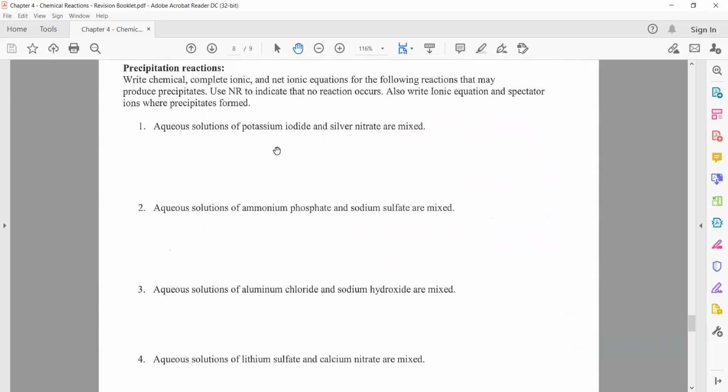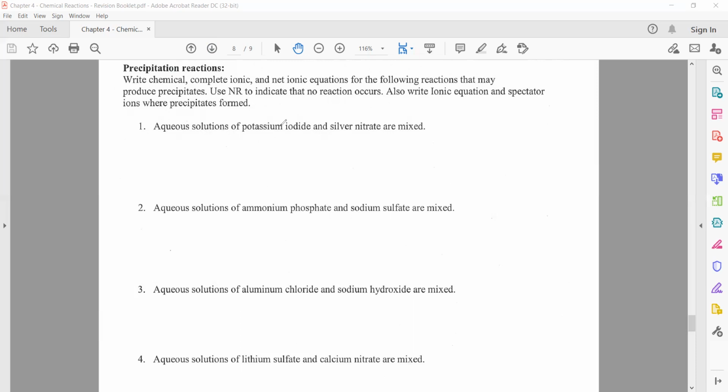So, aqueous solutions of potassium iodide. Yep, I'll go over the spectator ions as well. We'll go over the spectator ions for this first question, because I think the question asks us to write the ionic equation and spectator ions. So just remember, I guess the hardest bit of writing any equation is the chemical formulas. That's what you need to get correct.